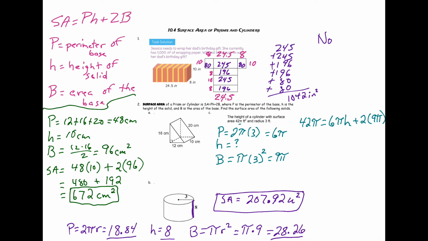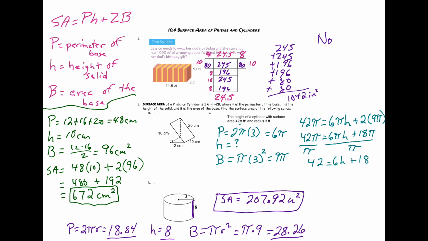So first thing I'm going to do real quick is just multiply 2 times 9 to get 18. So we get 42 pi is equal to 6 pi h plus 18 pi. And now you notice I have a pi here, here, and here. So what I'm going to do is divide by pi, which then will divide by pi here. This becomes 42. This piece is going to become 6h, and this piece just 18. So the pi goes away in all of these problems.